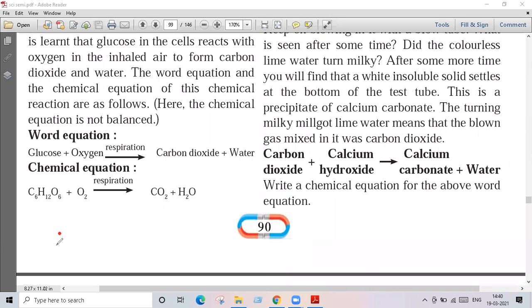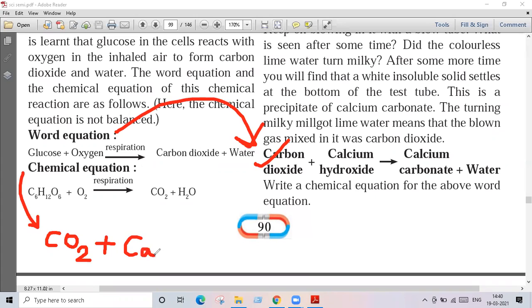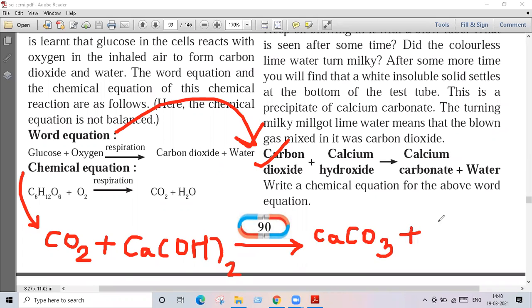So let's write, guys. Carbon dioxide means CO2. I'm converting this word equation into a chemical equation. So carbon dioxide plus calcium hydroxide. Calcium hydroxide is written as Ca(OH)2. It gives you calcium carbonate, that is CaCO3, where Ca is calcium, and it also gives you water.